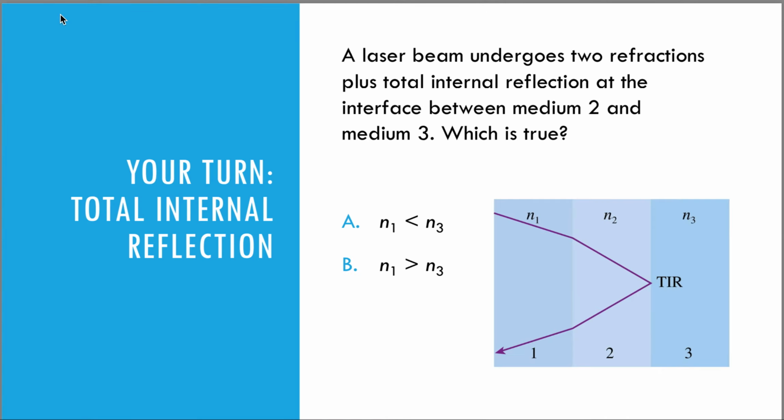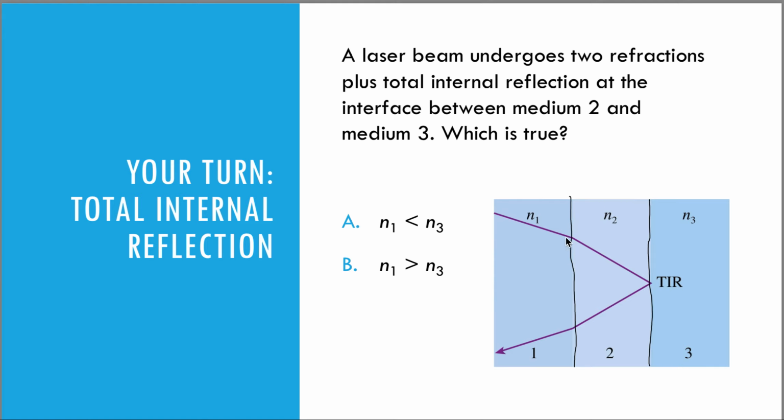So I have one more question in this section. Your turn. Based on this picture, we need to figure out what is true about these indices of refraction. So we have a boundary between medium 1 and 2, and a boundary between medium 2 and 3. It says that the laser beam, your light right here, undergoes 2 refractions and total internal reflection over here.